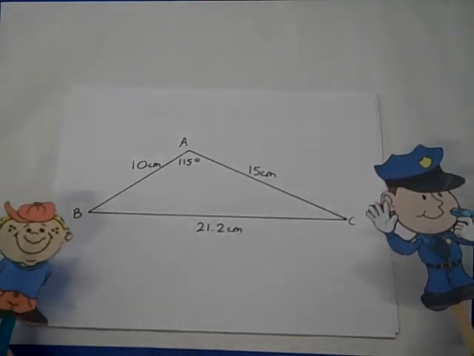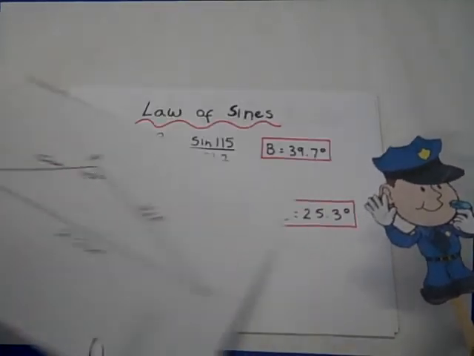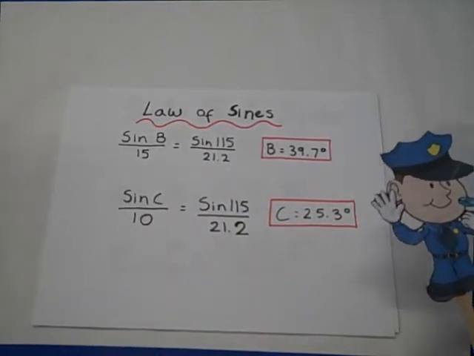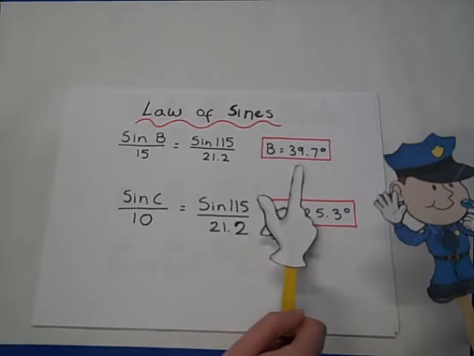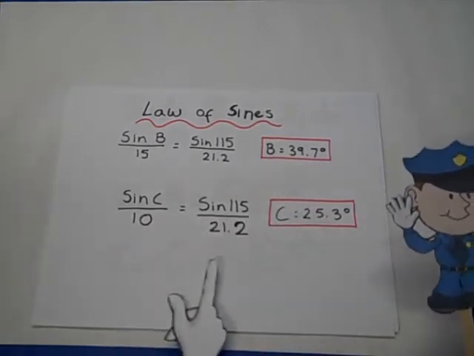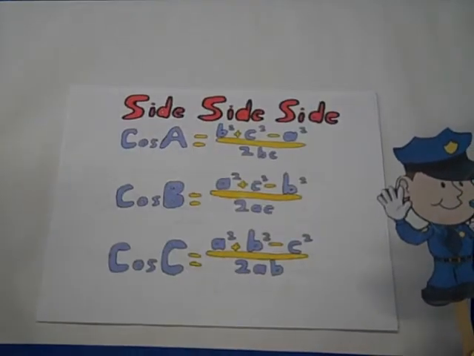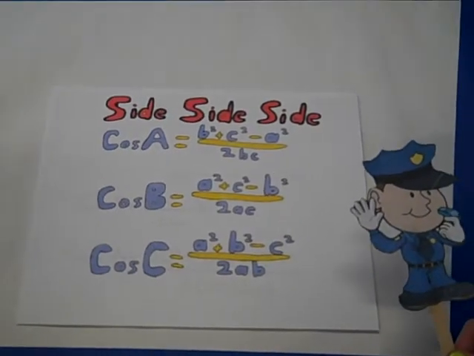What do I do next? Next, we have to use the law of sines to find angles B and C. When solved, we find that angle B equals 39.7 degrees and angle C equals 25.3 degrees. Now we use these equations for side, side, side.